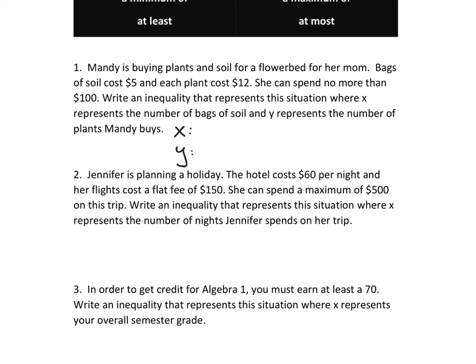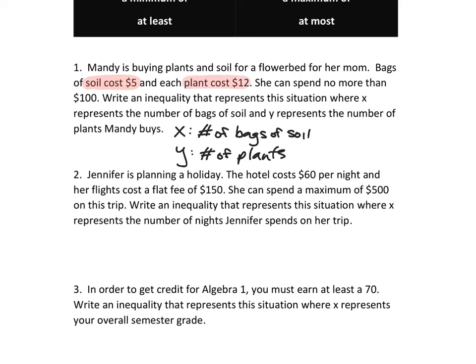If we define our variable, what did they say X is? X is the number of bags of soil. And Y is the number of plants. They told us what the variables are. They're going to do that for you. And then we go back, reread the problem, and we highlight important numbers. I see that soil costs $5 and that each plant costs $12.